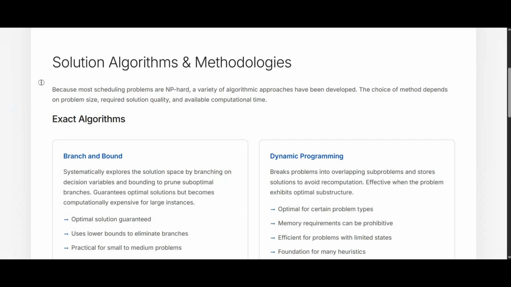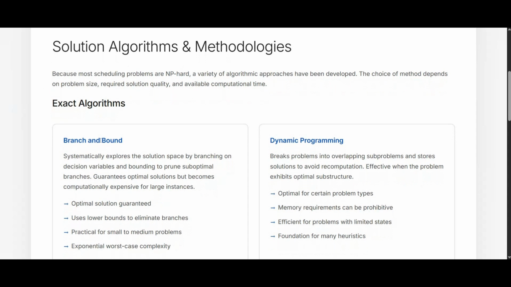Moving on, we will talk about how we actually solve these scheduling problems. Because most of them are NP-hard, meaning they grow in complexity faster than computers can easily handle. We need different algorithmic approaches depending on the problem size and the time we have got.